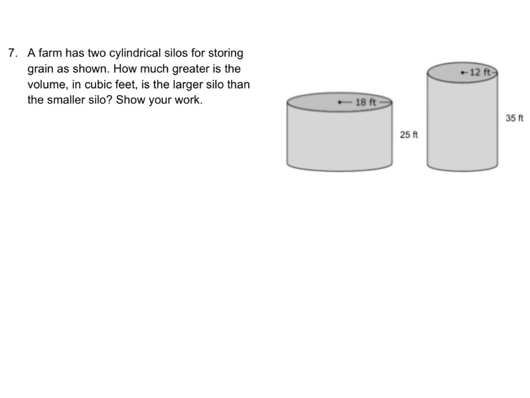A farm has 2 cylinder-shaped silos for storing grain as shown. How much greater is the volume in cubic feet of the larger silo compared to the small one, and show your work. So let's show our work. For both cylinders, we're going to use volume equals pi r squared times h. So I'm going to be doing this twice.